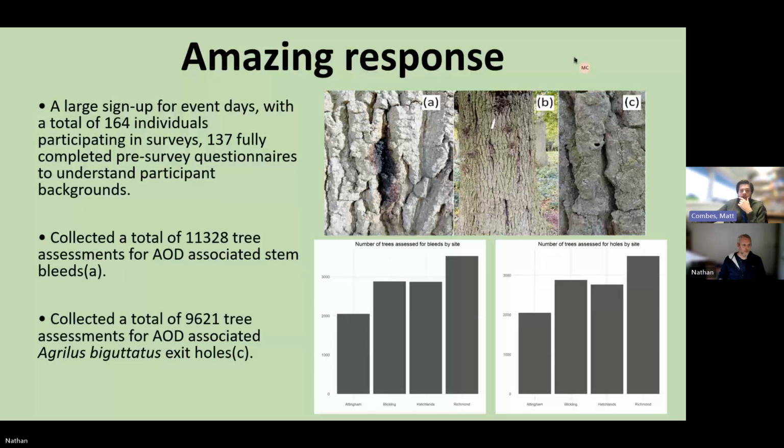Completing the surveys, we had 164 individuals participating, which was a really amazing sign up. And again, a really amazing number of completed pre-survey questionnaires. I'll mention that we're still collecting a few responses from the post-survey questionnaires, so we'll go through those shortly. But this just emphasises the great mass participation we had.